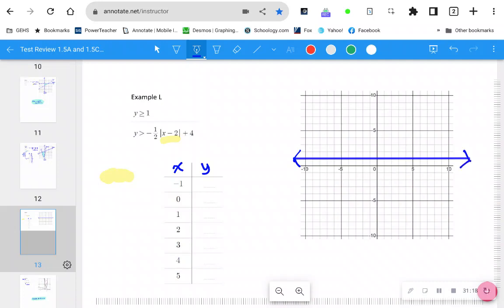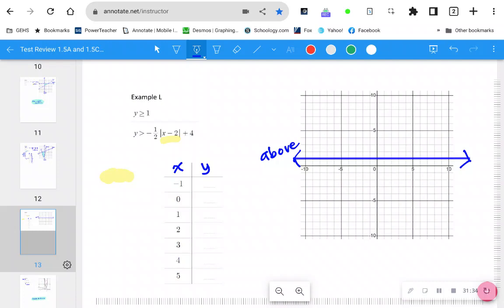I chose the solid dash instead of dash because of the or equal to over here. And I have to be above that because it says y is greater than. Okay, so I know I'll have no shading on the bottom half of that graph.